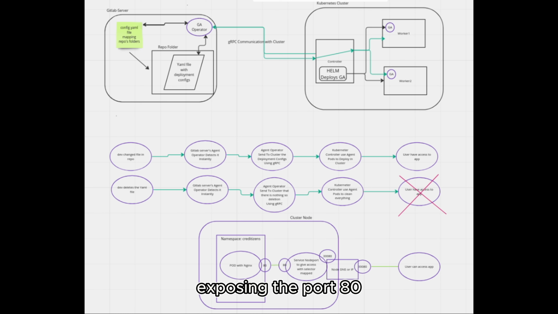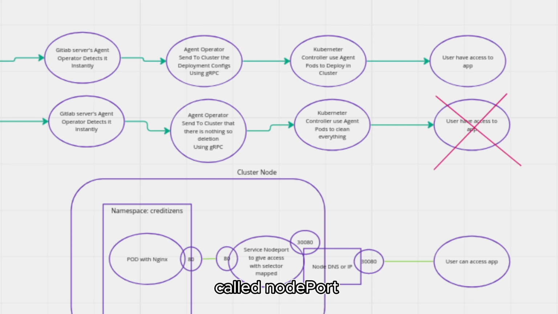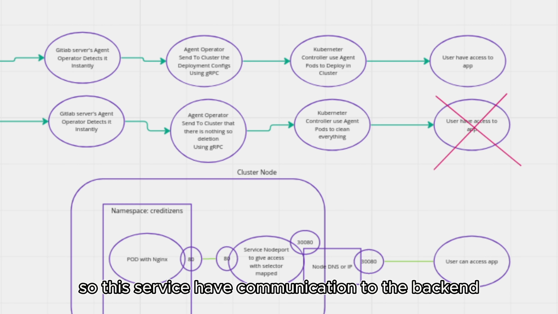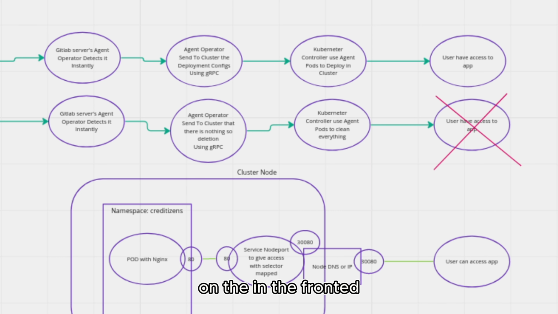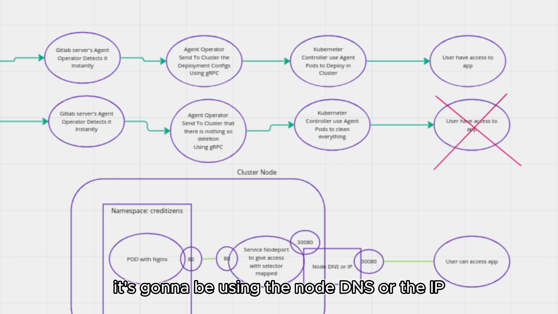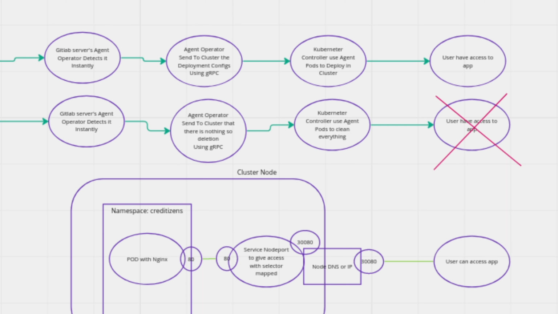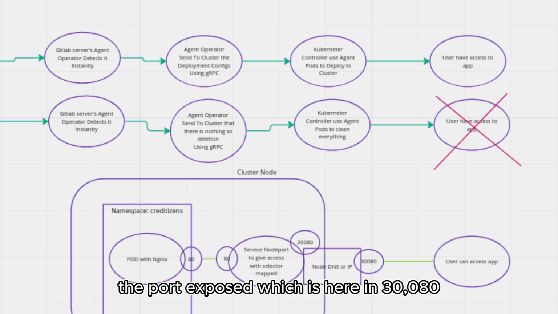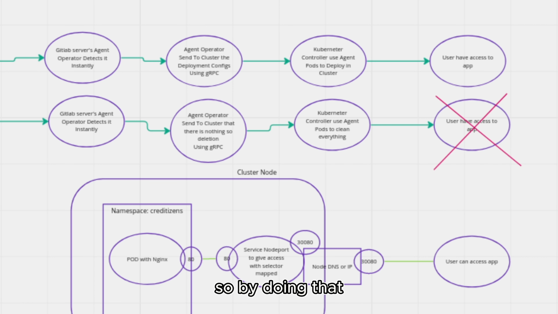Nginx, exposing the port 80. It can be any application, but this pod needs to be mapped by a service called node port. So this service has communication to the backend application, and on the front end, it will be exposing another port, for example here 30080. This 30080 port is going to be used by the people outside of the cluster, so the public is going to be using the node DNS or IP and the exposed port, which is here 30080. By doing that, they'll be able to access the backend application and use it.